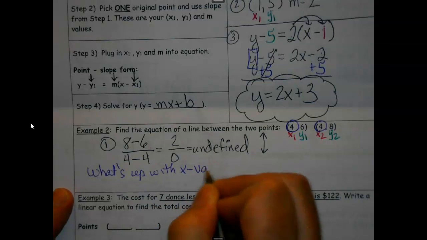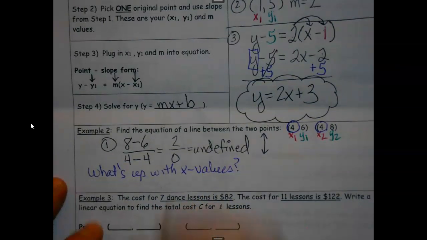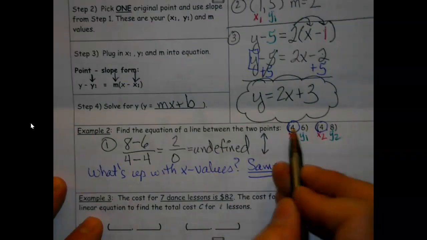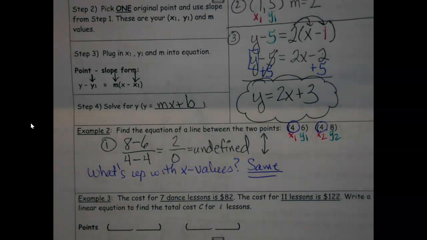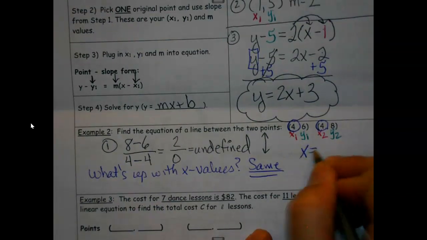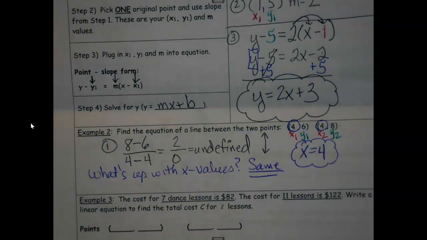What's up with the x values? They're the same. Okay, so you're like, so what does that mean? That's the x value, right? Your equation then is x equals 4, because x equals is the equation of a vertical line.